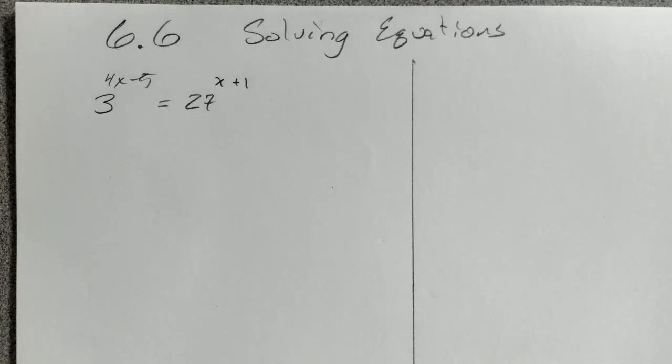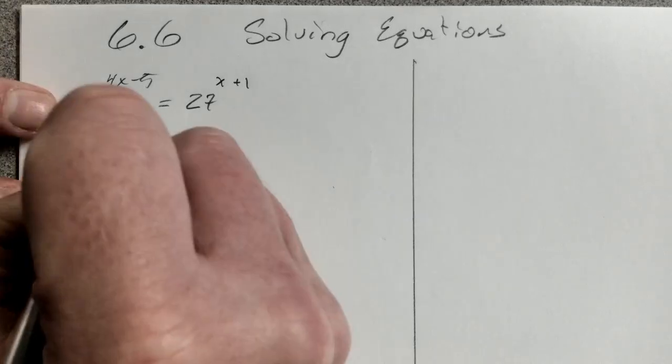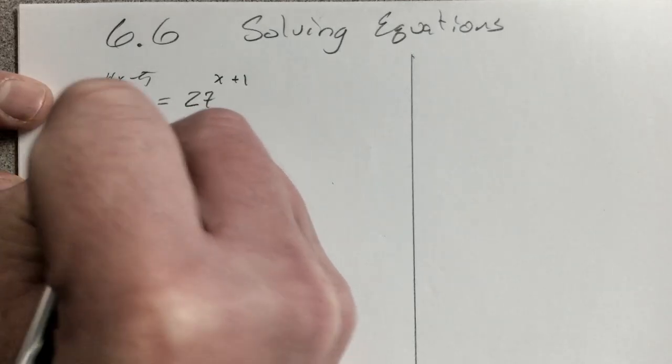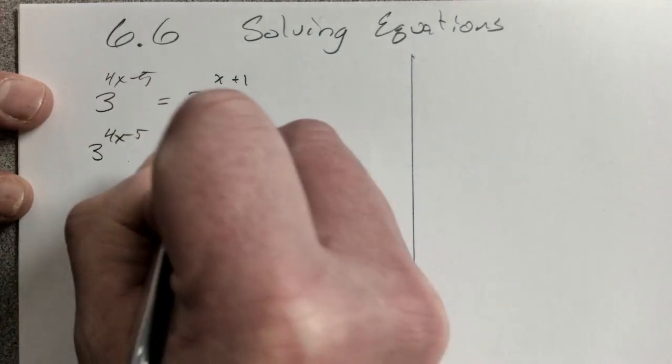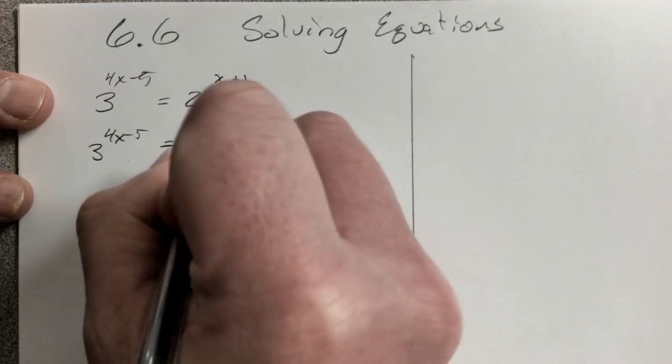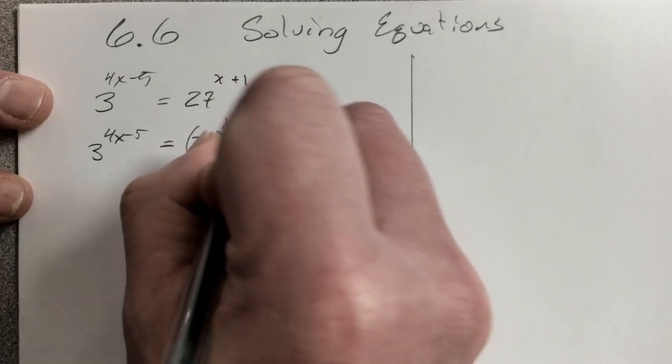Okay. So first things first, we got to take a look at this guy. What is the base on the left-hand side? 3. What is the base on the right-hand side? 27. Can I write 27 in terms of 3 to some power? What is it? 3 to the third, right? So we end up with 3 raised to the 4x minus 5 equals 3 to the third raised to the x plus 1.